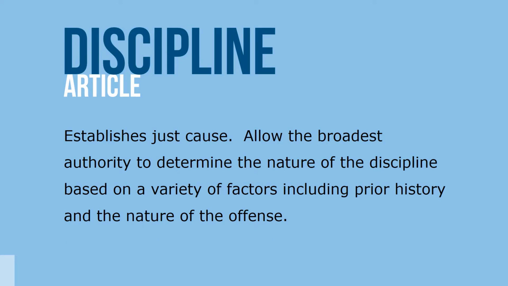The general provision in a discipline article establishes that discipline should be for just cause. The employer's objective in this section is for the discipline language to allow the broadest authority to determine the nature of punishment based on a variety of factors, including prior history and the nature of an offense.